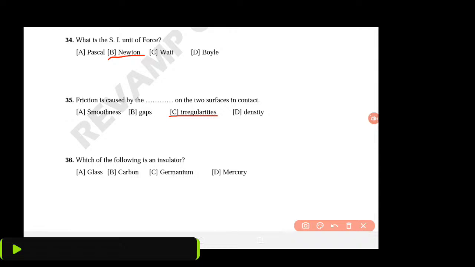Now question number 36 says, which of the following is an insulator? Insulators are materials that do not allow free flow or easy flow of electrons in them, and in all these options, the one we can pick as insulator is glass, because all others allow electrons to move freely in them. Though in the case of carbon, it's only graphite that allows electrons to move through it, while diamond does not. But graphite and diamond are types of carbon, so we can just pick carbon as a conductor, but the correct option there will be glass.